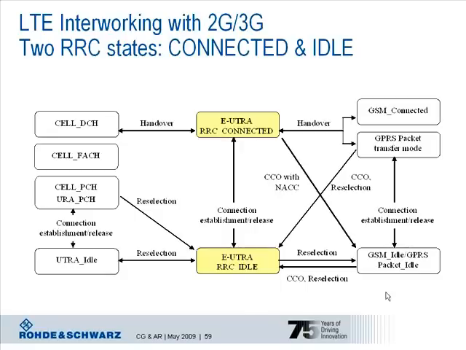And the mobility in RRC idle between LTE and the other technologies is done via cell reselection mechanisms. Mobility in RRC connected is done via handover procedures, for example from the EUTRA RRC connected state to the UMTS CELL_DCH state, or from the EUTRA RRC connected state to either the GSM connected or the GPRS packet transfer mode state. In between LTE and GSM GPRS, you can see that cell change order mechanisms, abbreviated CCO, are also defined, including network assisted cell change, NACC.